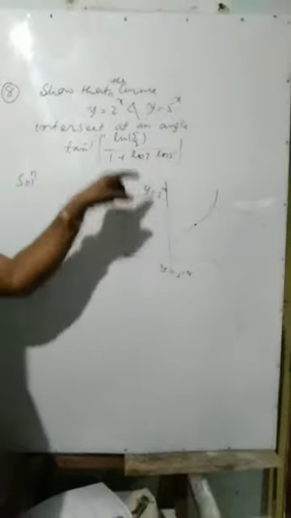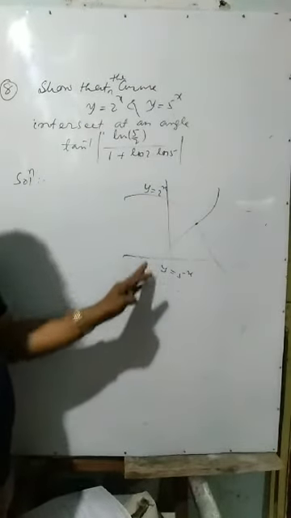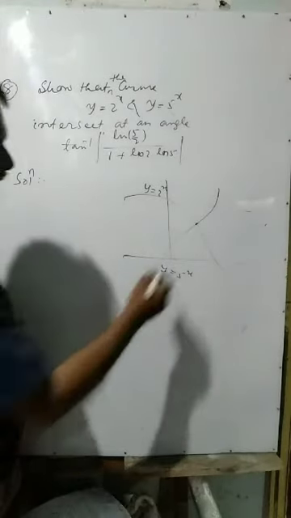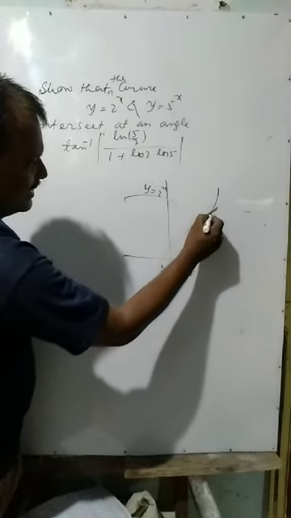We have to prove the angle between the two curves: y equals 2 to the power x is one curve and y equals 5 to the power x is another curve. So we have to find the angle between the two curves. At the intersecting point, we draw a tangent to each.